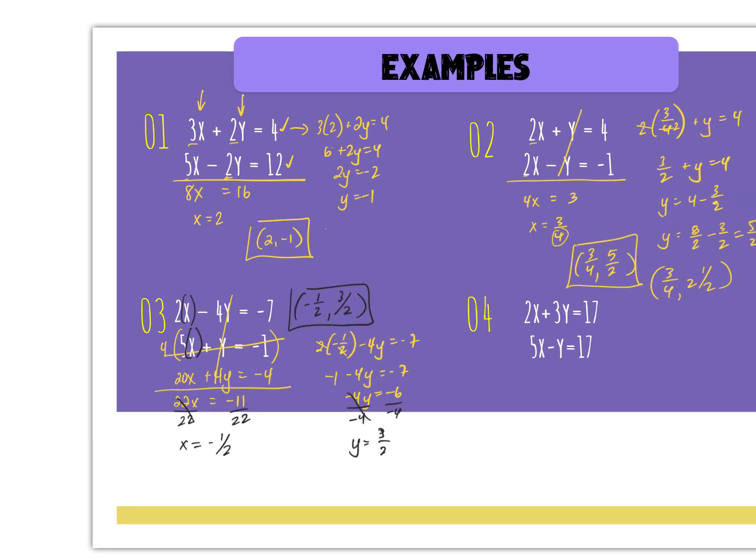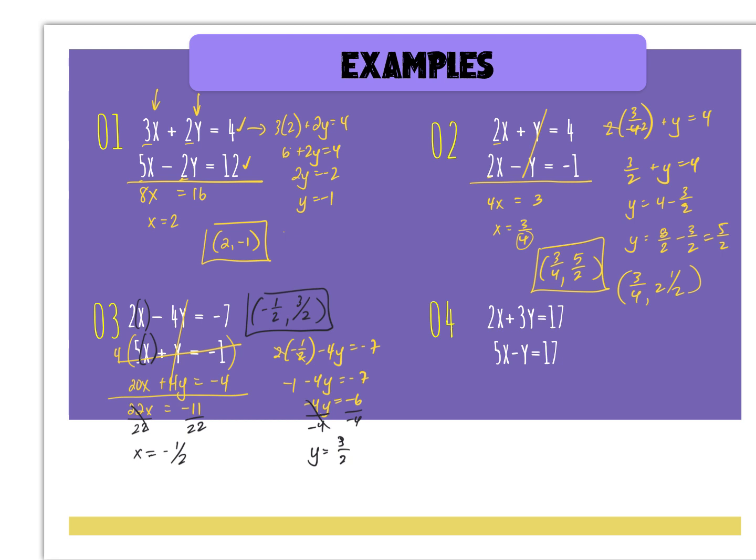And then last but not least, this last one, and again, I see that the bottom is the easiest one for me to work with. I can multiply the bottom by 3, and that's going to give me 15x minus 3y equals 51. Cancel it out. And then when I add my columns, I'm going to get 17x, my y's cancel, equals 68. When I divide both sides by 17, I'm going to get x equals 4.